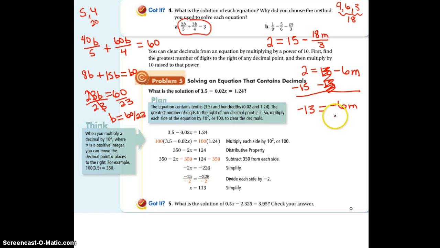So I would divide both sides by negative 6, and a negative divided by a negative is a positive. So your final answer here would be m equal to, don't leave it as negative 13 over negative 6, because negative divided by negative is positive, so you would leave it as 13 over 6.